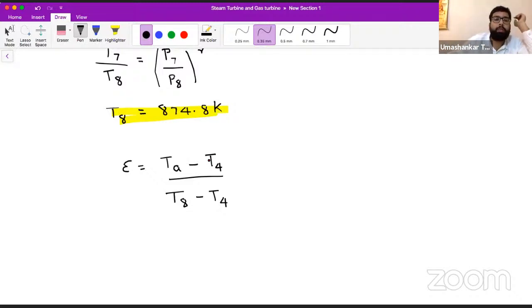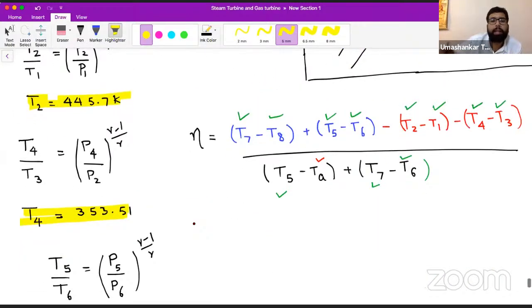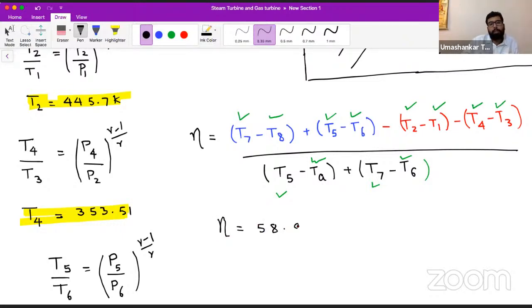Now we have the value of T4, we have the value of T8, we have the value of effectiveness. Can we find our TA from here? Yes, sir, we can find TA. If you find it, TA will come out to be 770.57. So let me put a green mark there also. Now all the temperature values are found. If you place all the temperatures here, you will find your efficiency at 58.9%. So this is how very quickly we can solve it.